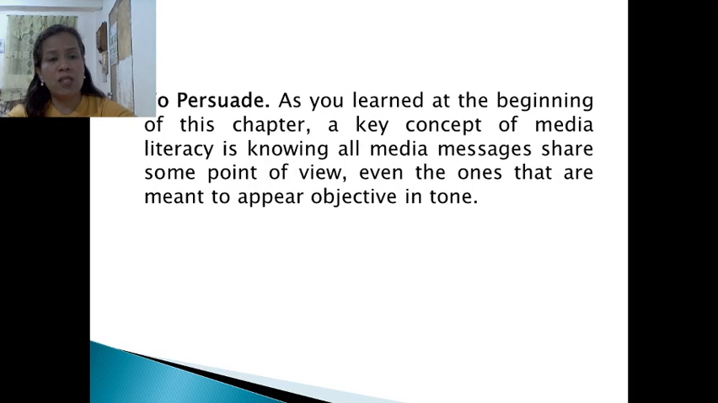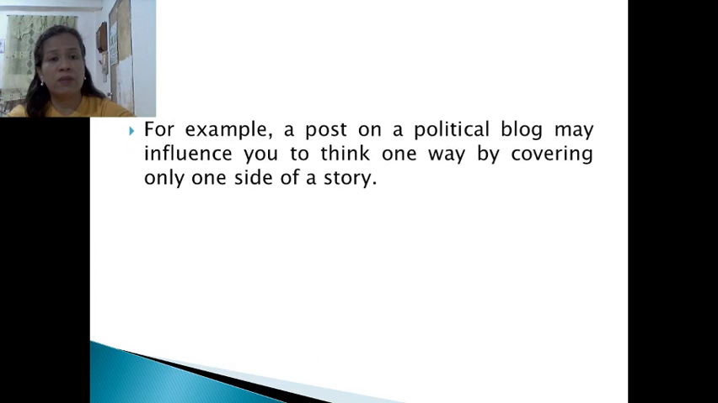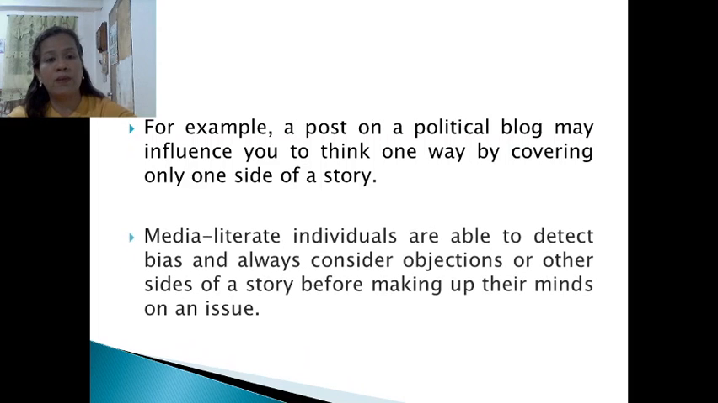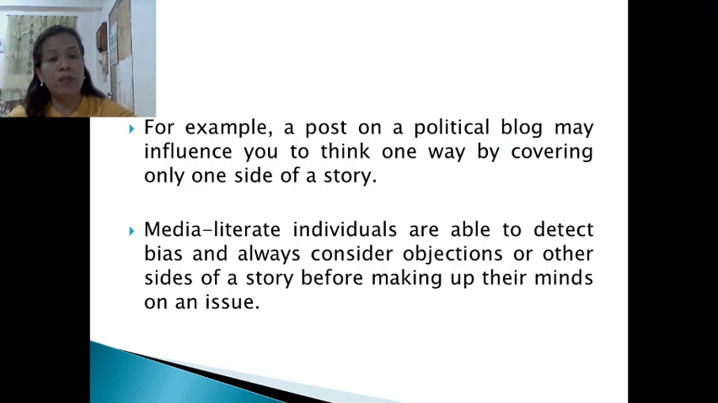Then the message is meant to persuade. As you learned at the beginning of this chapter, a key concept of media literacy is knowing all media messages share some point of view, even the ones that are meant to appear objective in tone. For example, a post on a political blog may influence the way you think by covering only one side of the story.